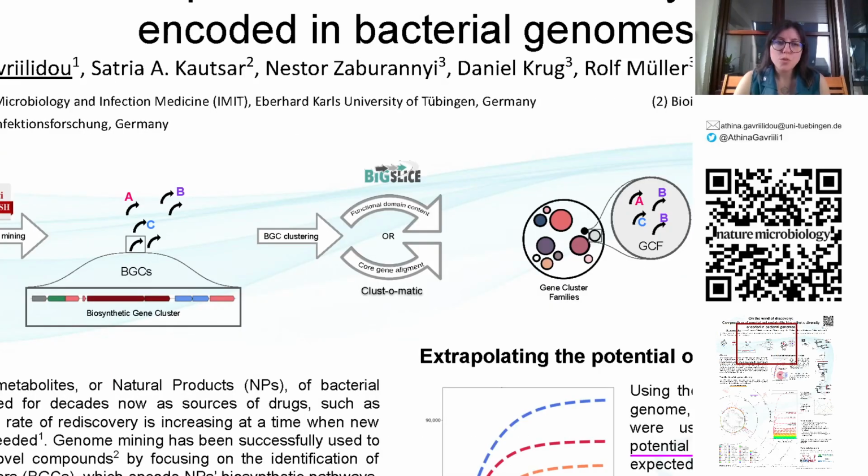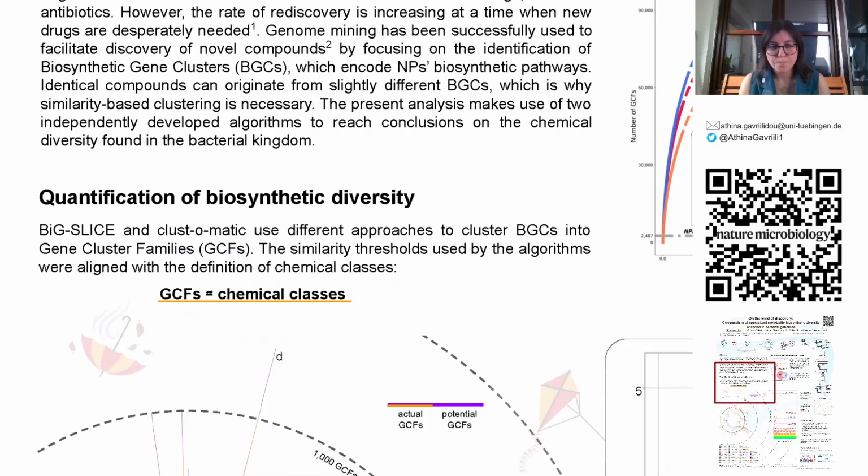We used two independently developed methods for similarity clustering. One is the published BiG-SLiCE tool, which is reducing the BGCs to their features using hidden Markov models from the Pfam database and comparing feature profiles to group the BGCs into gene cluster families. The other is the Clustomatic tool, which does the same thing but based on core gene alignments. The results of the two tools may differ on absolute numbers, but the conclusions we draw are the same.